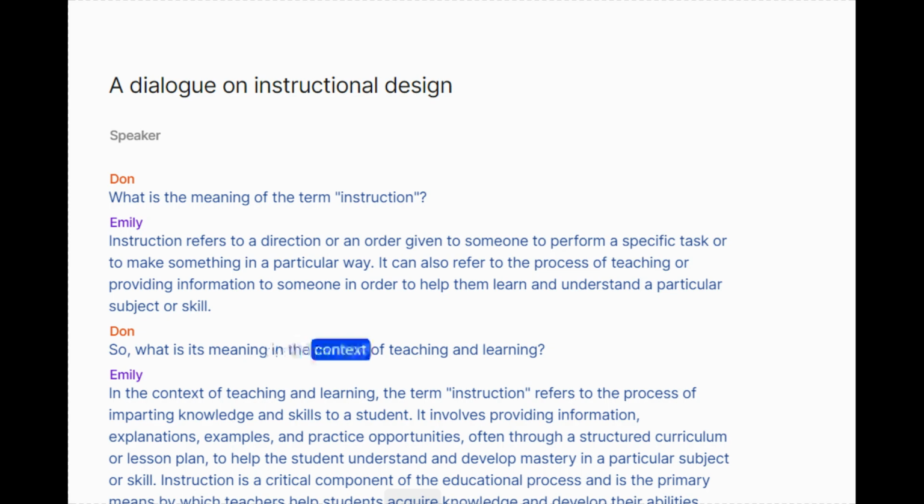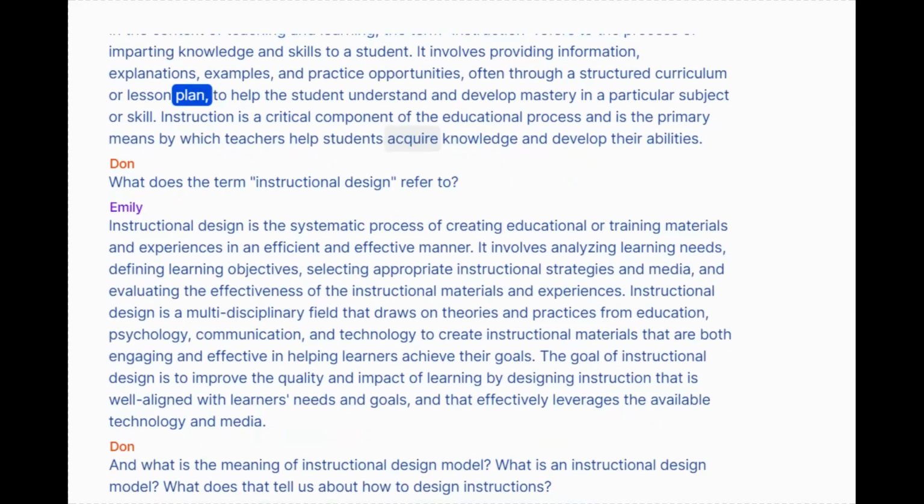So, what is its meaning in the context of teaching and learning? In the context of teaching and learning, the term instruction refers to the process of imparting knowledge and skills to a student. It involves providing information, explanations, examples, and practice opportunities, often through a structured curriculum or lesson plan, to help the student understand and develop mastery in a particular subject or skill. Instruction is a critical component of the educational process and is the primary means by which teachers help students acquire knowledge and develop their abilities.